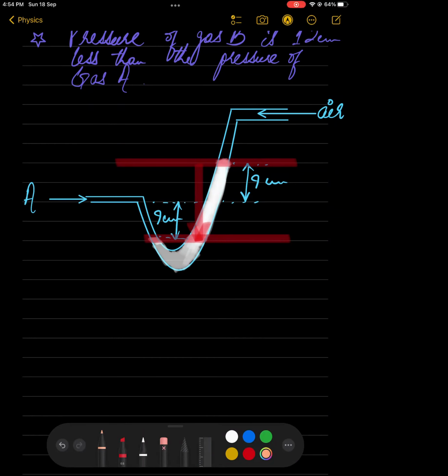Yes, it's 18. Very good. So we will say that pressure of A is 18 centimeter more than air.